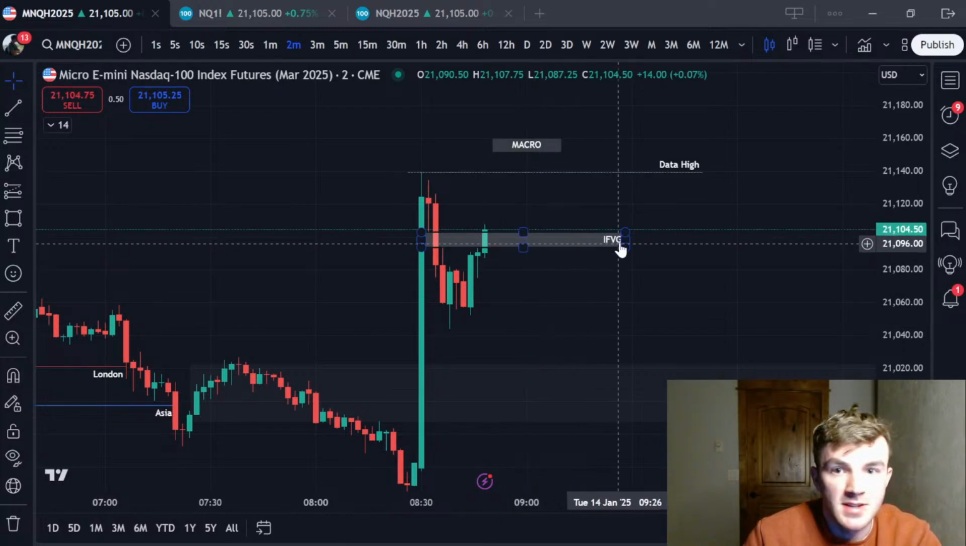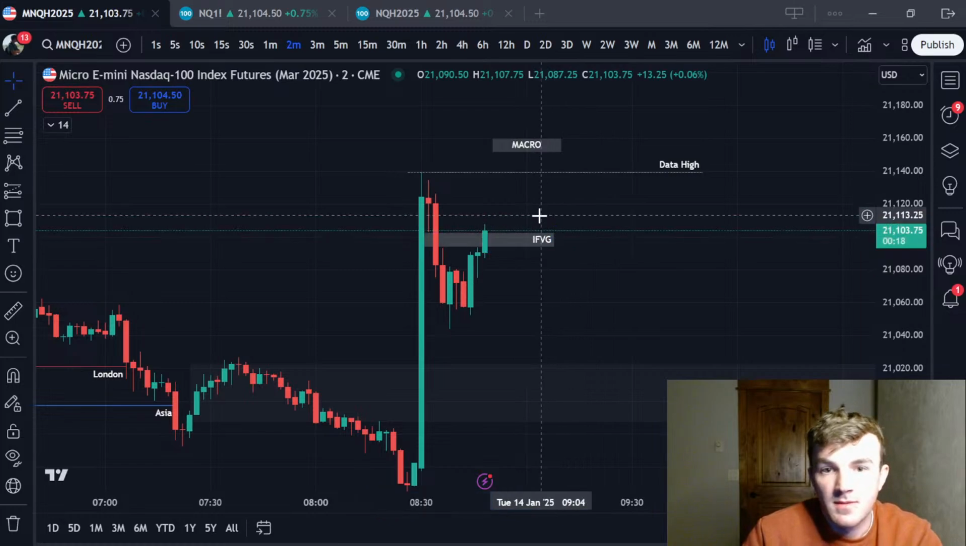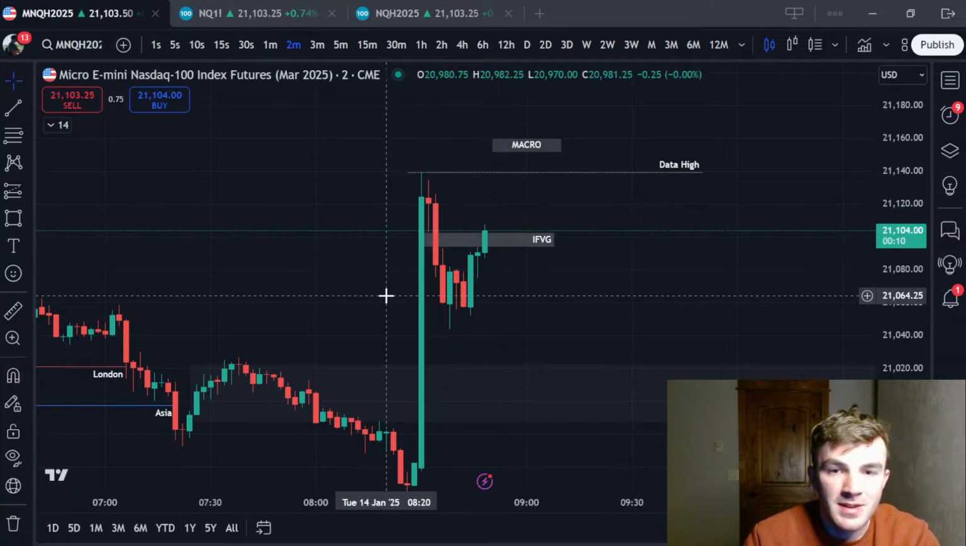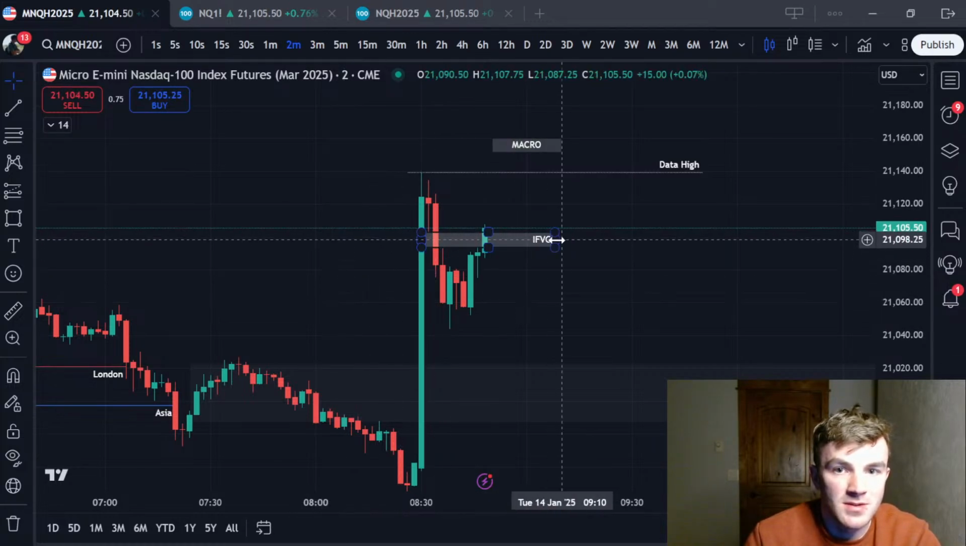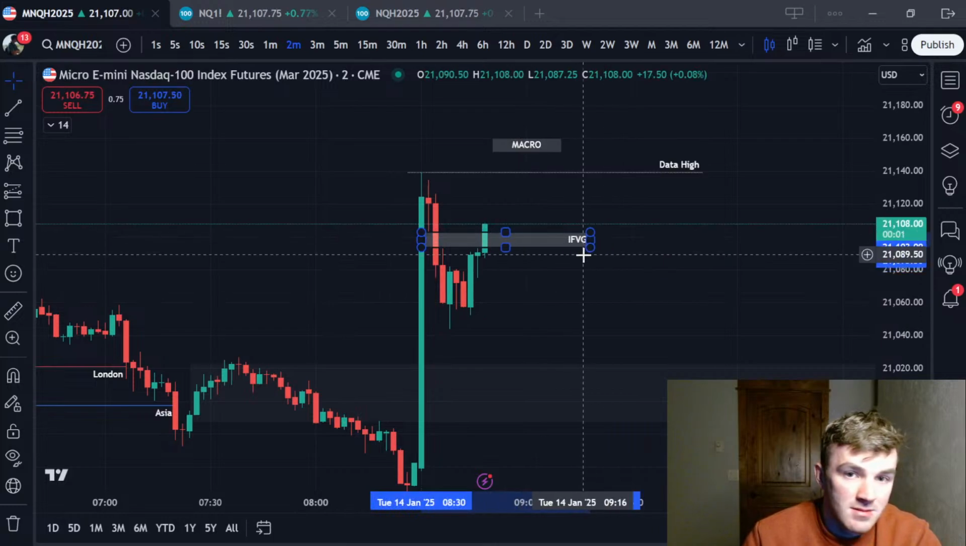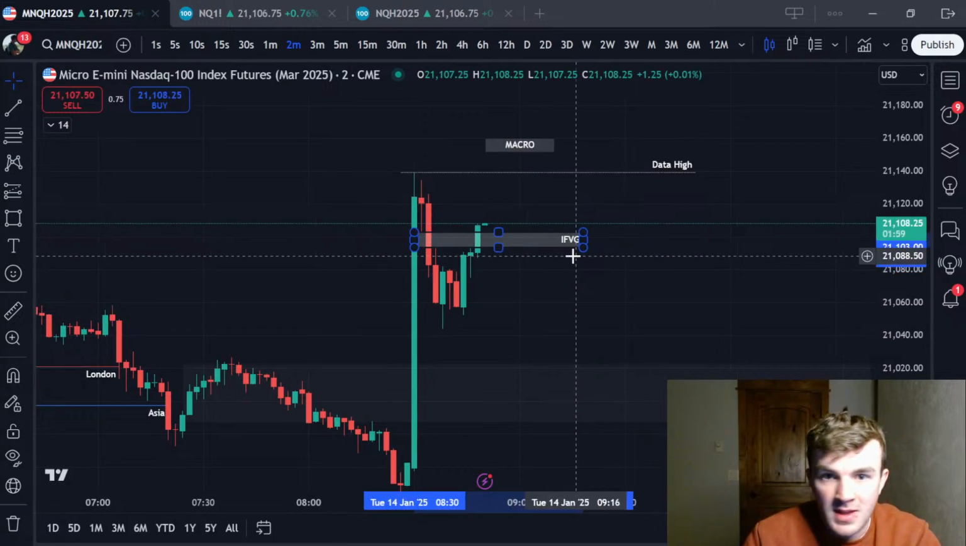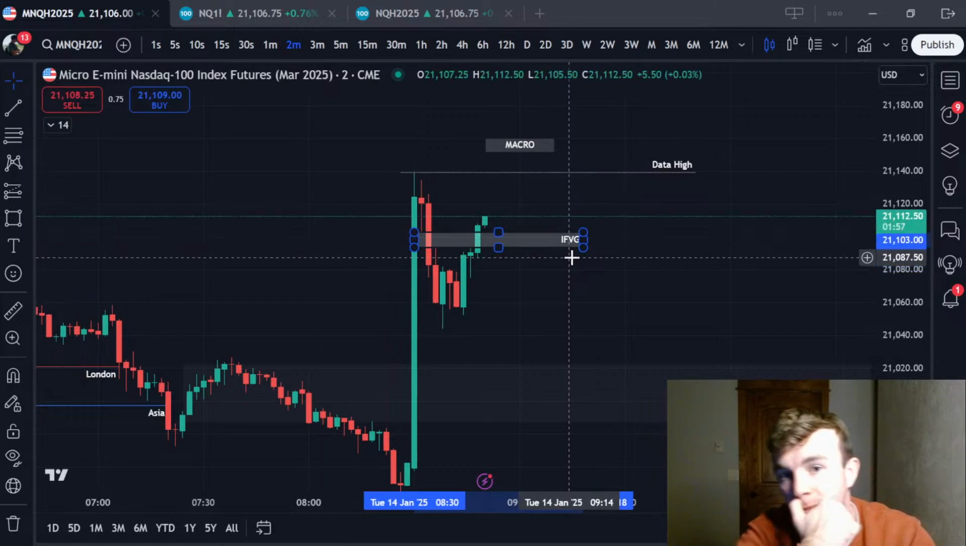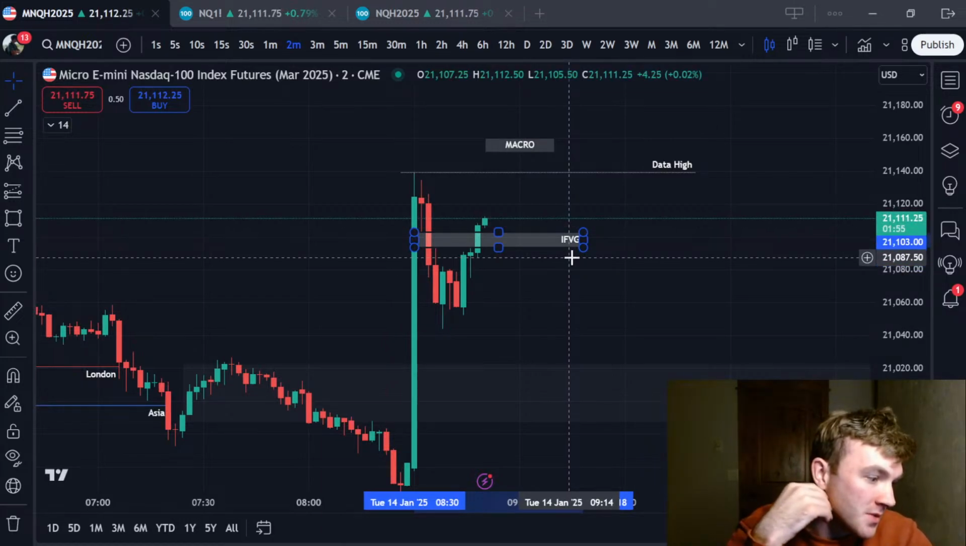Why are you using ICT? Because it makes sense to me. Why would I use something that doesn't make sense? The market goes through highs and lows, so you use fair value gaps, and that tells you everything you need to know. But why do you use what you use?